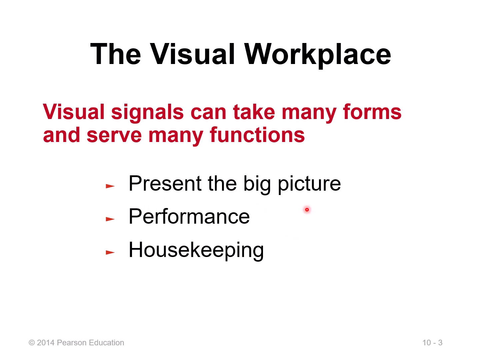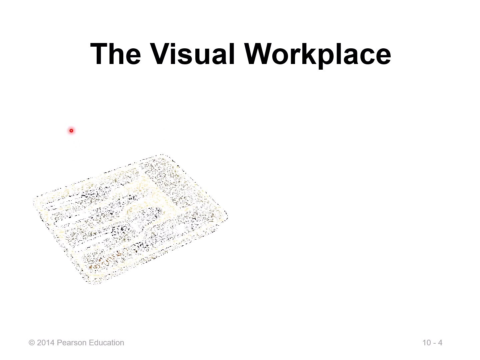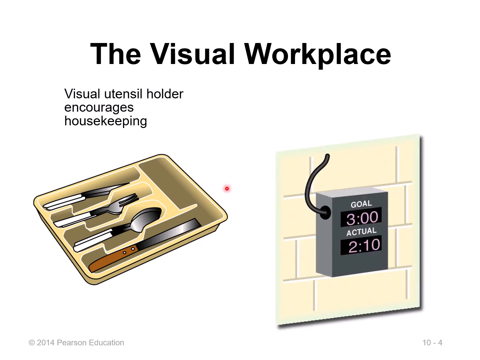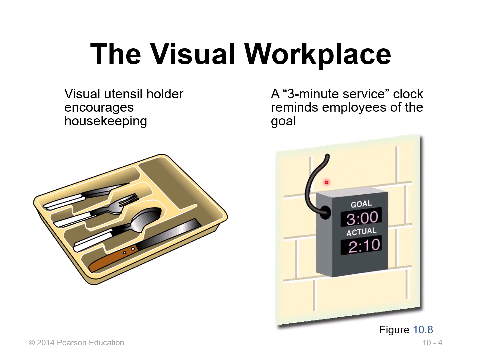Let's take a look at some practical examples of visual workplace in action. On the left, we see a visual utensil holder, which encourages proper housekeeping by making it easy to see if any tools are missing or misplaced. On the right, there's a 3-minute service clock, a simple but effective tool to remind employees of their service time goals. This example highlights how small visual improvements can make a difference in workplace efficiency and organization.